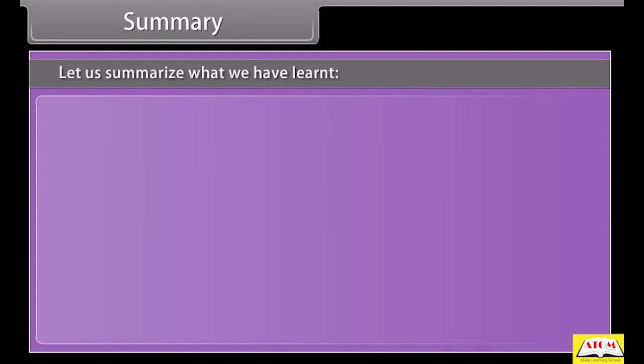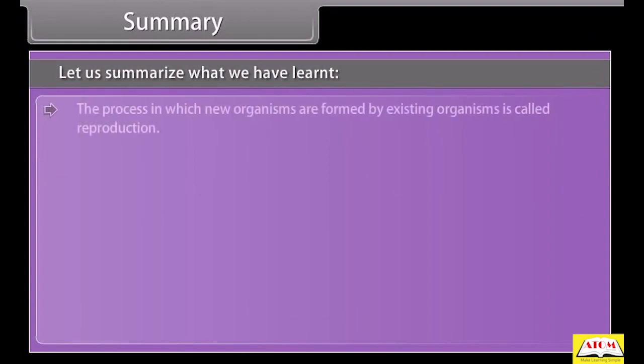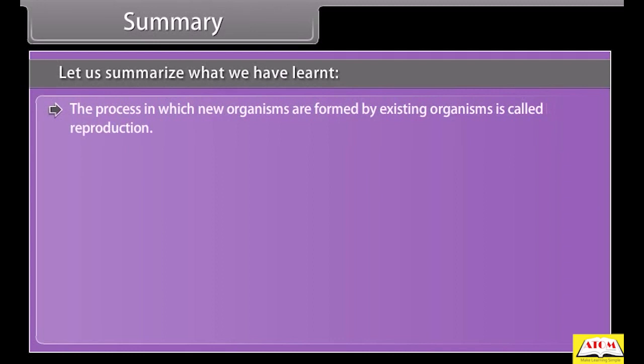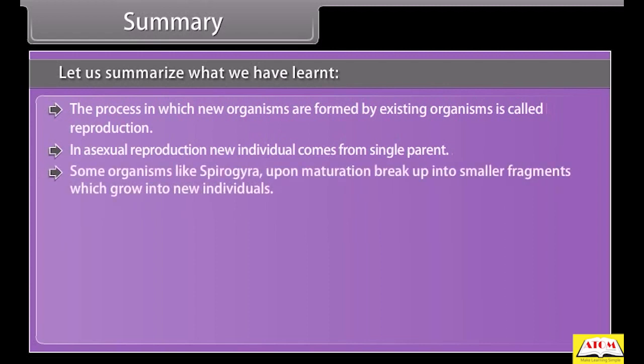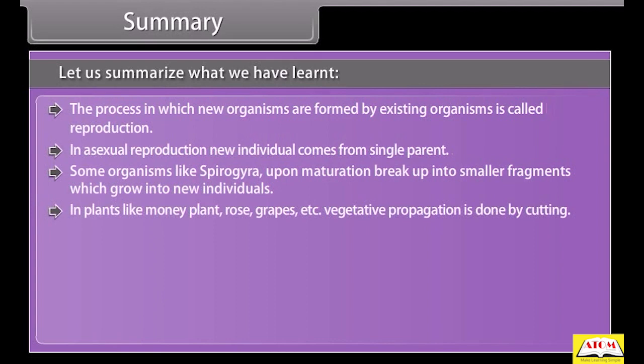Summary. Let us summarize what we have learned. The process in which new organisms are formed by existing organisms is called reproduction. In asexual reproduction, a new individual comes from a single parent. Some organisms like Spirogyra, upon maturation, break up into smaller fragments which grow into new individuals. In plants like money plant, rose, grapes, etc., vegetative propagation is done by cutting.